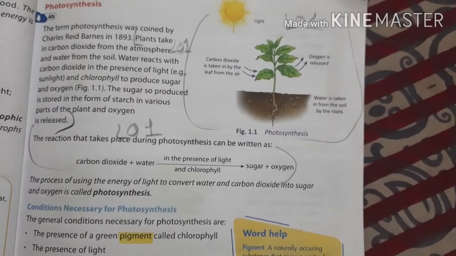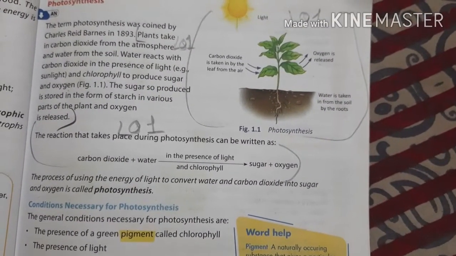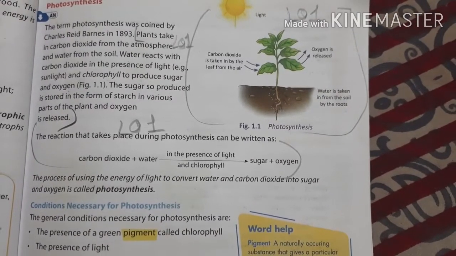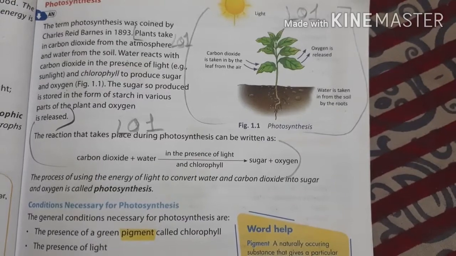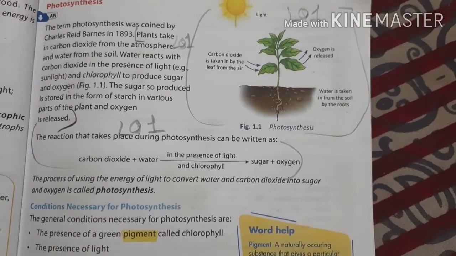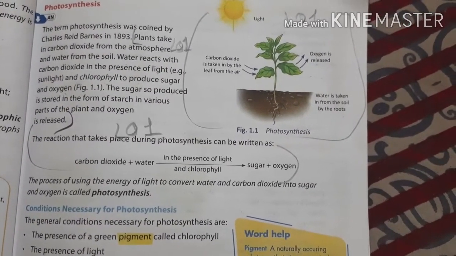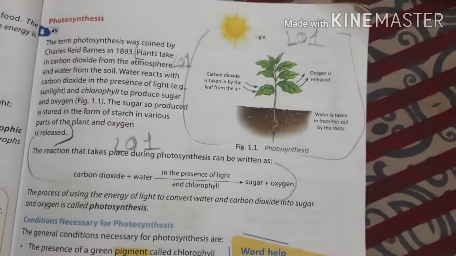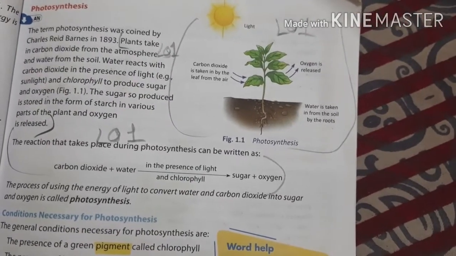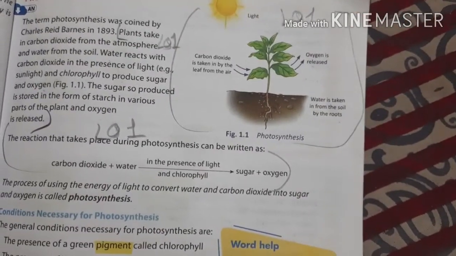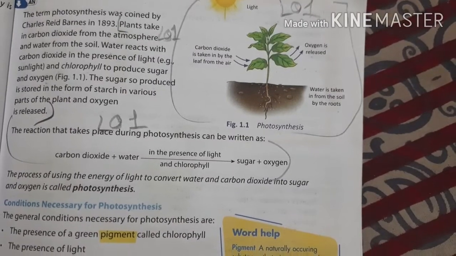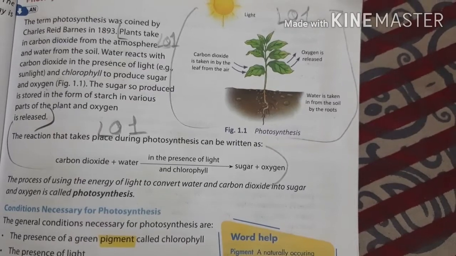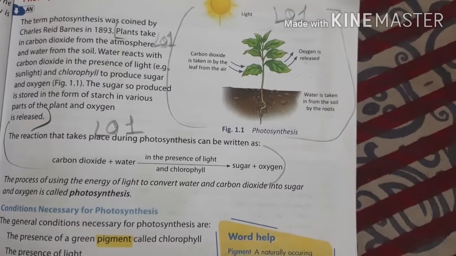First you will start: plants take in carbon dioxide from the atmosphere and water from the soil. Water reacts with carbon dioxide in the presence of light, that is the sunlight, and chlorophyll to produce sugar and oxygen. The sugar so produced is stored in the form of starch in various parts of the plant and oxygen is released. This reaction you also have to write: carbon dioxide plus water, in presence of light and chlorophyll, gives what? Sugar plus oxygen. Till the bracket ends you will write.